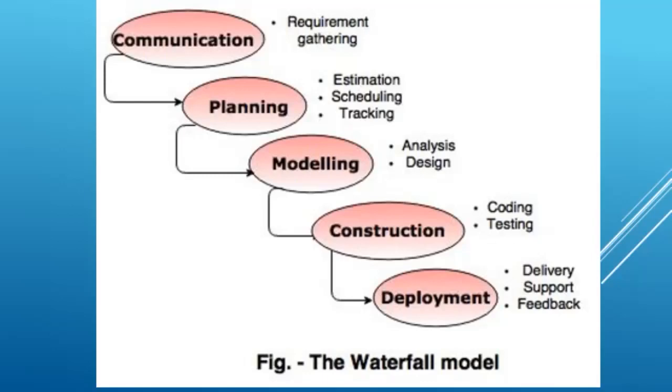This is the first important and lengthy phase, in which we have to gather all the requirements from the customer, user or stakeholders and make documentation of those requirements. After completing the first phase, that is the communication phase, we go to the next phase, that is the planning phase. In the planning phase, we take input from the first phase and make an estimation, scheduling and tracking of the software's plans. That means we have to estimate, schedule and track the process.